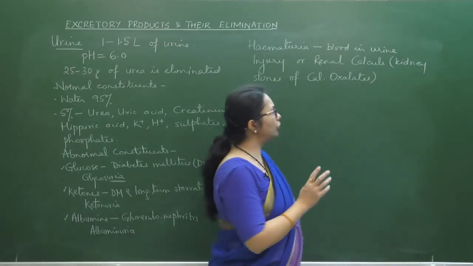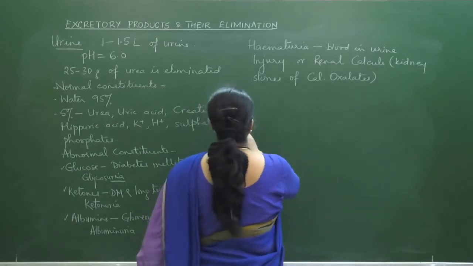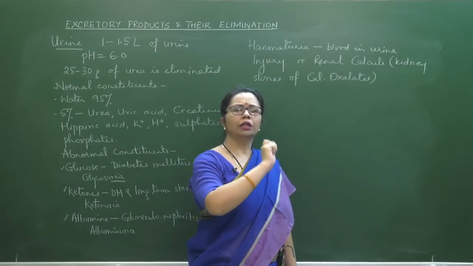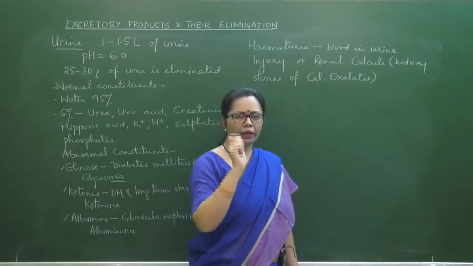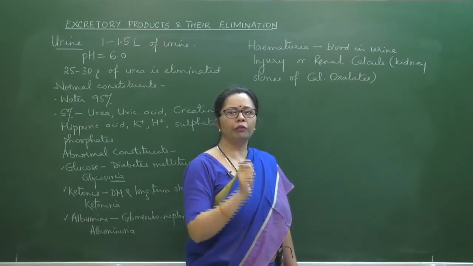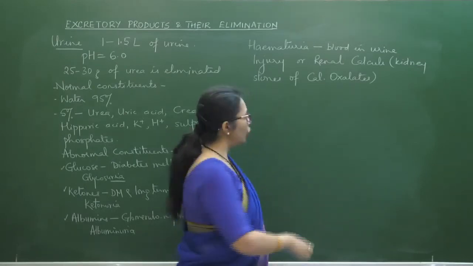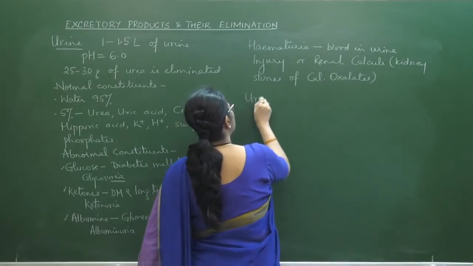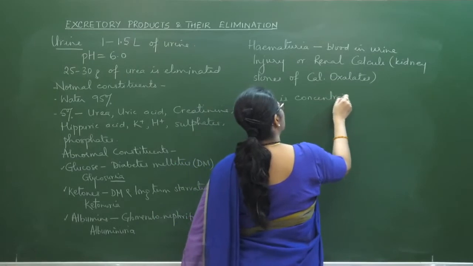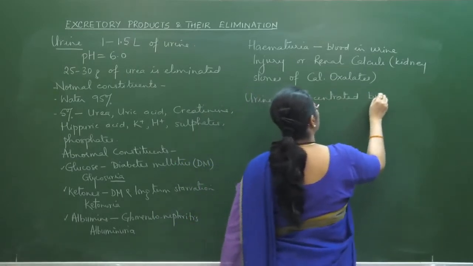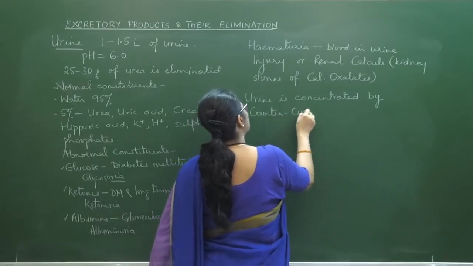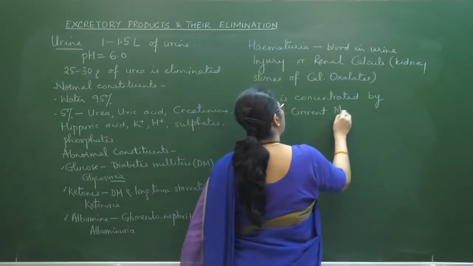Now next, coming on to the next part, that is one thing that is left out, concentrating the urine. For that you needn't go into detail, because for an MCQ based paper, the body has the mechanism to concentrate urine by counter current mechanism. Okay, so the urine is concentrated by counter current mechanism.